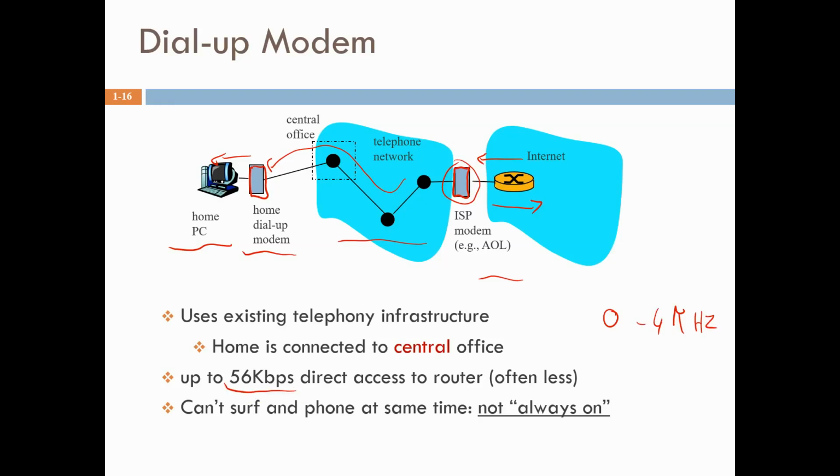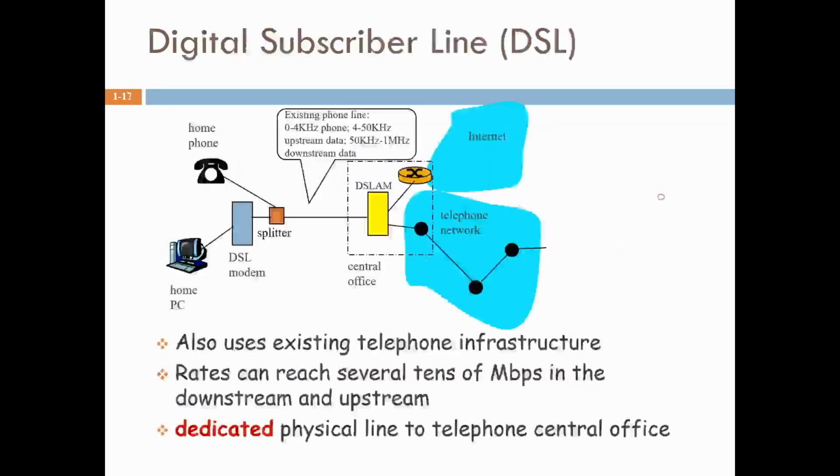And you could only use either the phone or you'd be on the internet. So that was actually something very annoying. If you're on the internet, you're trying to download something, and someone in another room picks up the phone and tries to make a call, your internet connection gets interrupted. So because that was incredibly annoying, the next upgrade for access networks was something called the digital subscriber line.